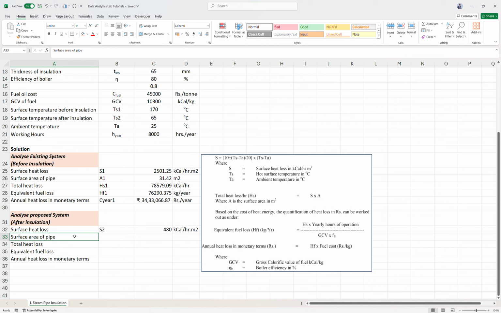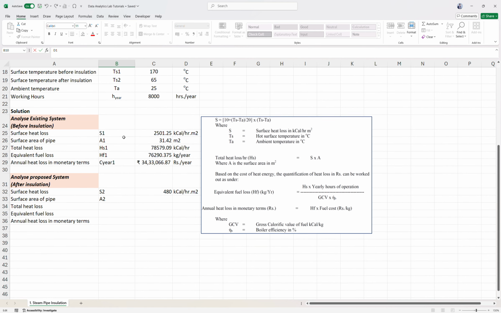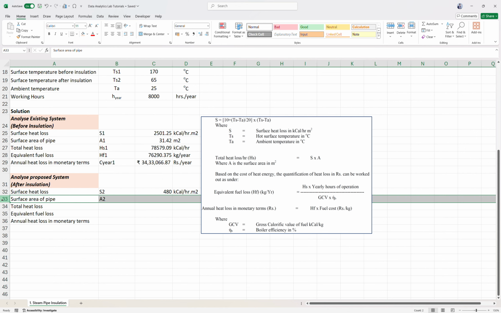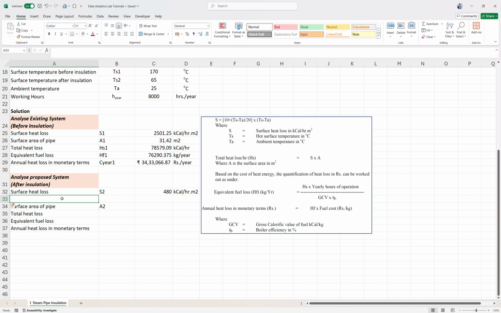Then we will calculate surface area of the pipe, but this will be A2. Now remember, the diameter of the pipe which is given to us, we can call it D1 because it is pipe diameter, and this will be before insulation. In this case, we are going to need a second outer diameter of the pipe, which means after insulation. So I will insert one cell here, pipe diameter after insulation. So it will be called D2. Naturally, the D1 will be added with thickness twice, and then only you will get the outer diameter.